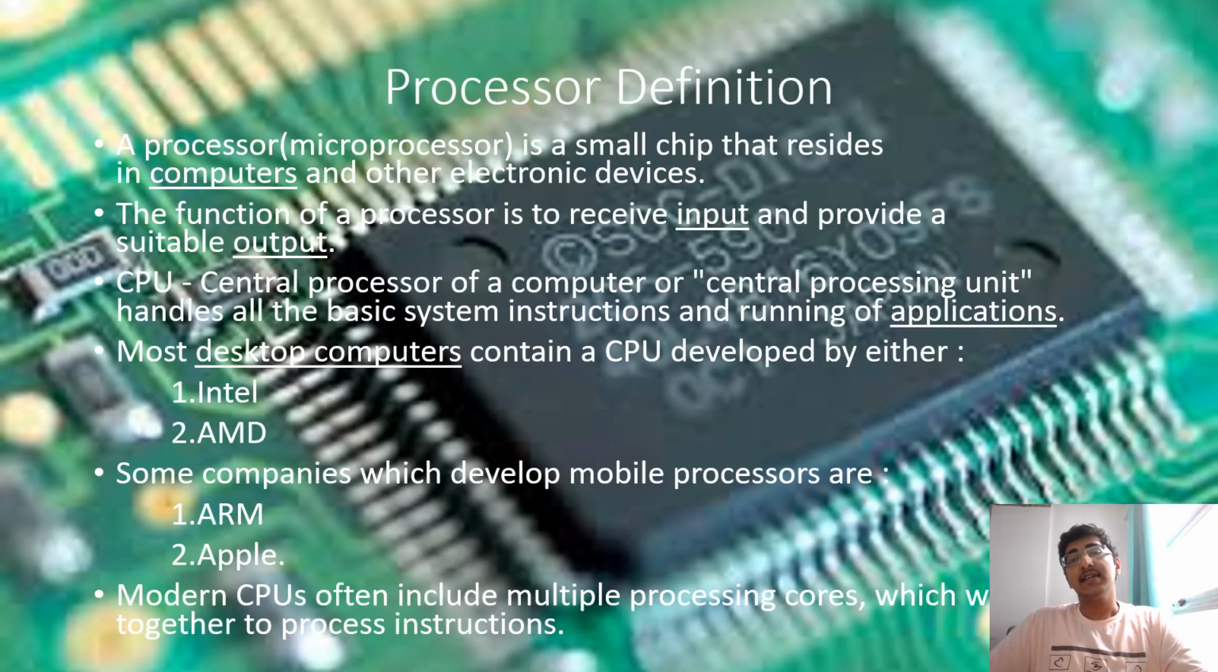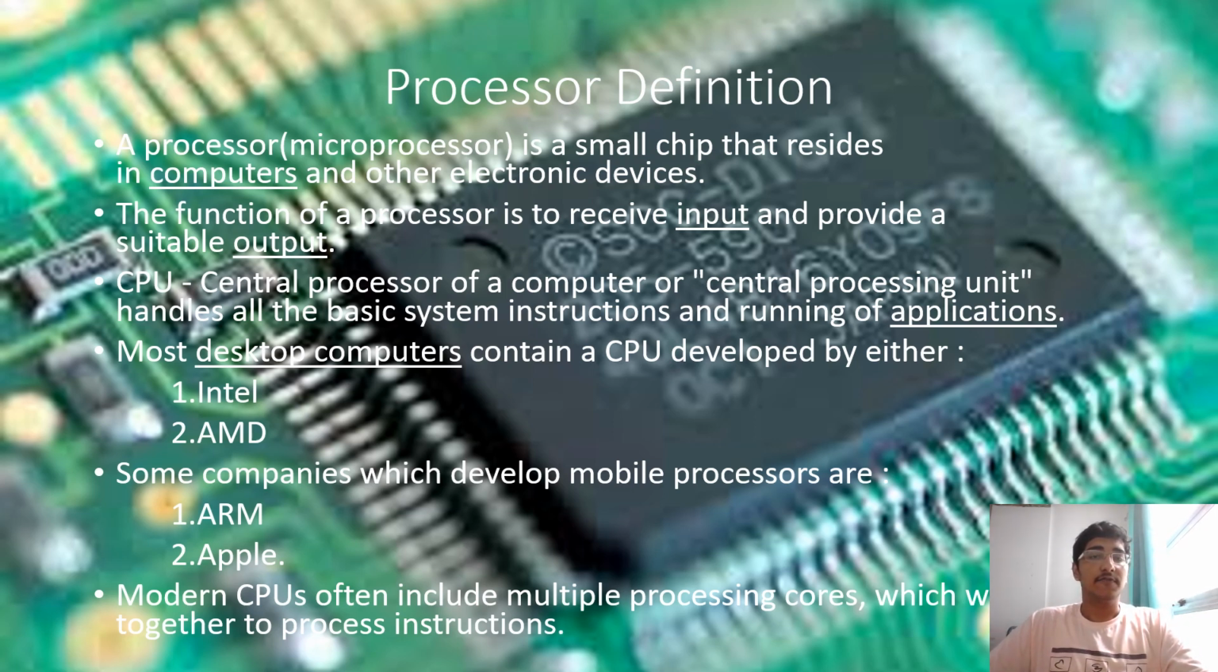So what exactly is a processor? A processor is basically a tiny chip that's embedded in most of the electronic devices that you're using nowadays. Now, I don't just mean your laptops and computers, it can also be a mobile or a radio. The function of a processor is to receive a basic input and provide an appropriate output for that. As an example, you can take your basic mouse or keyboard input and you see some output on your screen. That's basically due to the processor.